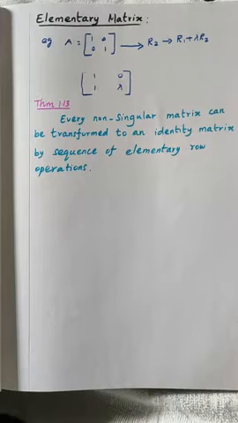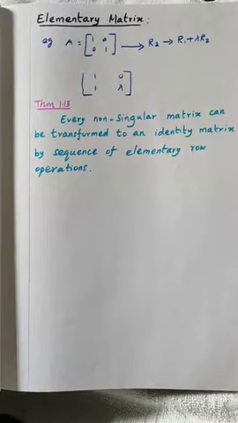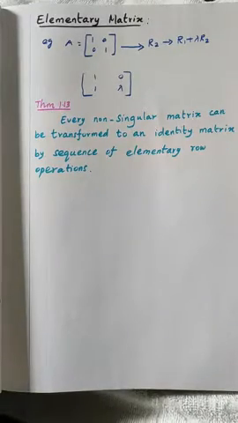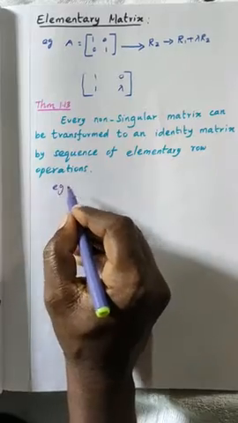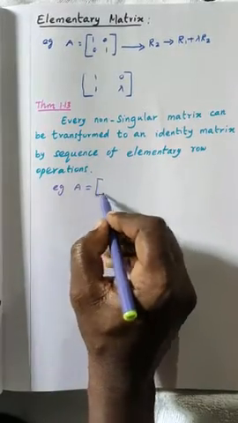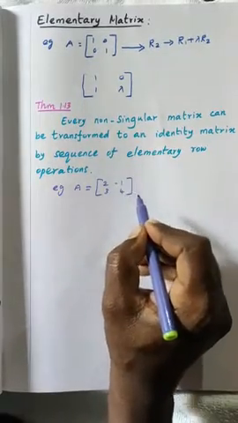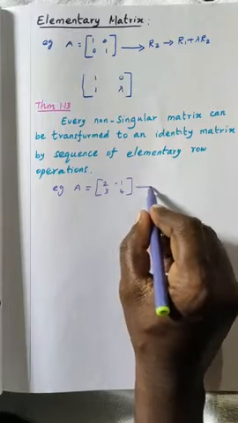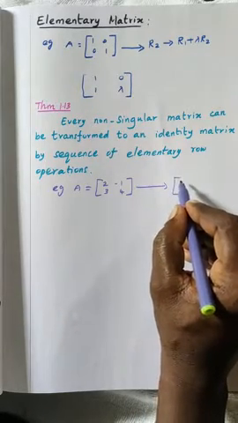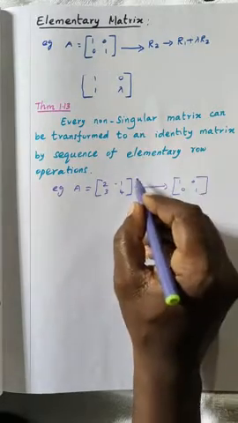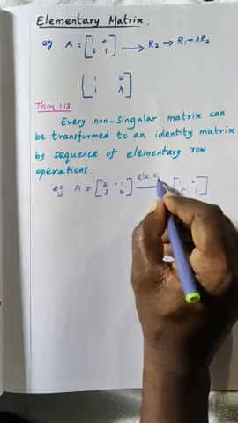Theorem 1.13. Every non-singular matrix can be transformed to an identity matrix by a sequence of elementary row operations. For example, consider a matrix A having the elements 2, minus 1, 3, 4, and when we use elementary row operations, this becomes the identity matrix 1 0 0 1.